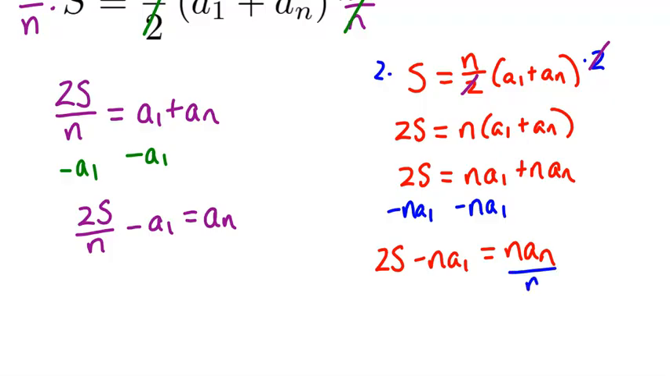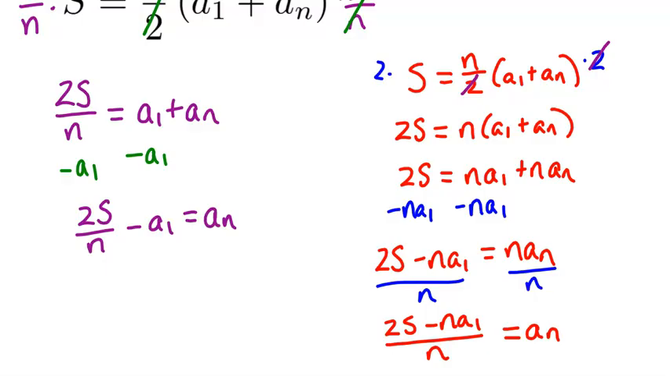And then we can divide both sides by n. And we'd have 2s minus n times a sub 1 over n equals a sub n. Now, that answer looks different than the first answer we came up with, but we followed mathematically valid steps, and we could easily show that these answers match. We can take the answer we just got of 2s minus n times a sub 1 over n, separate it into two fractions, simplify, and we would see it was equal to that first answer we got.